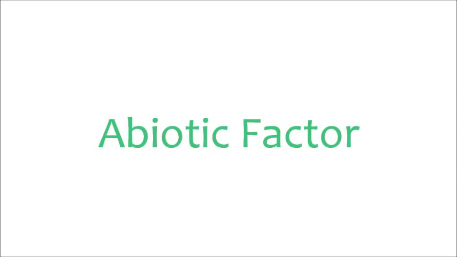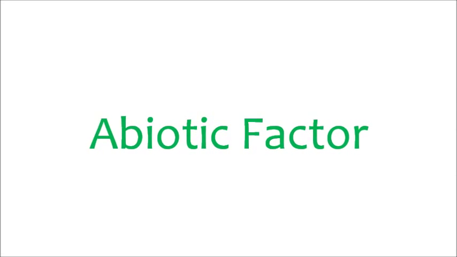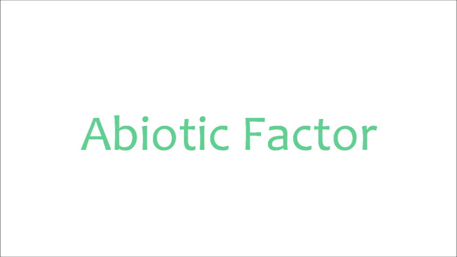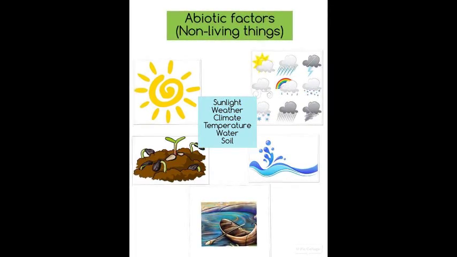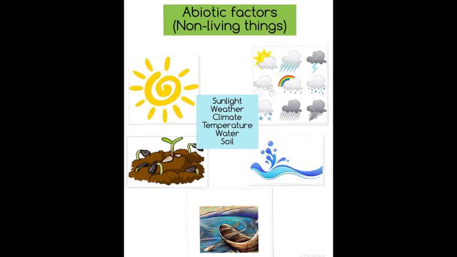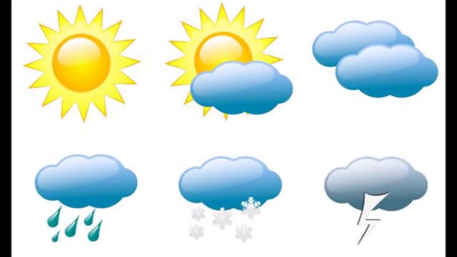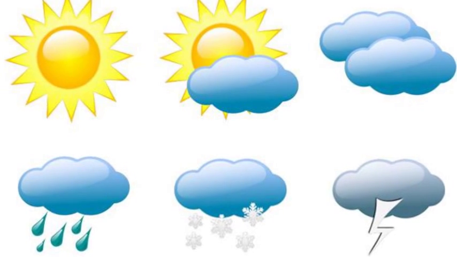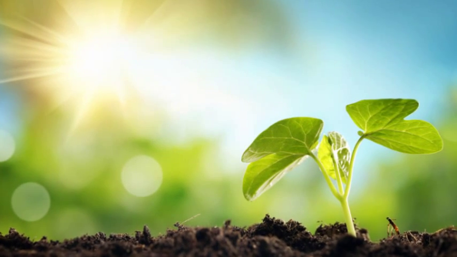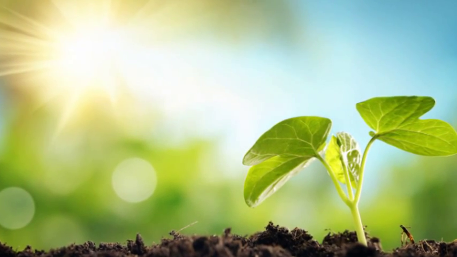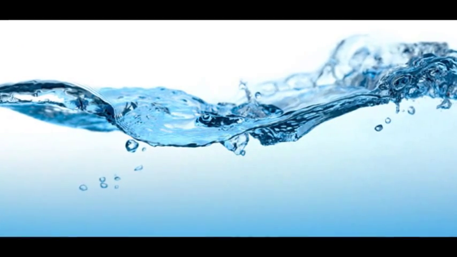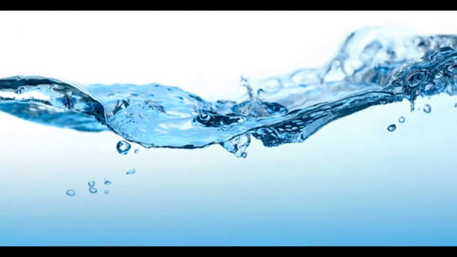Does anyone know what an abiotic factor is? No? Don't worry, let me help you. The abiotic factors are all the non-living things of the rainforest biome and are the amount of water and sunlight, climate, weather, and precipitation. These things affect the trees and animals that live here.